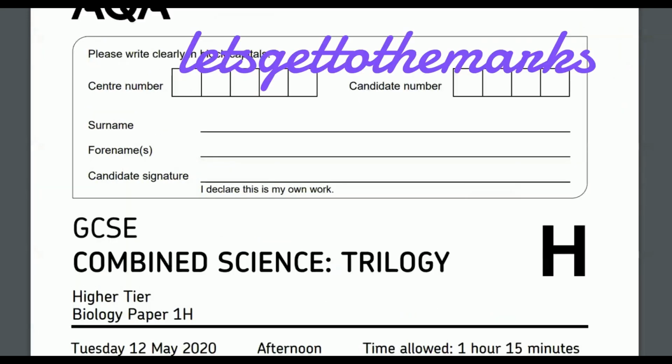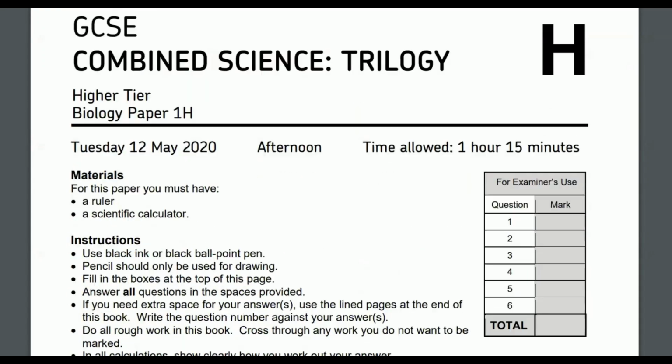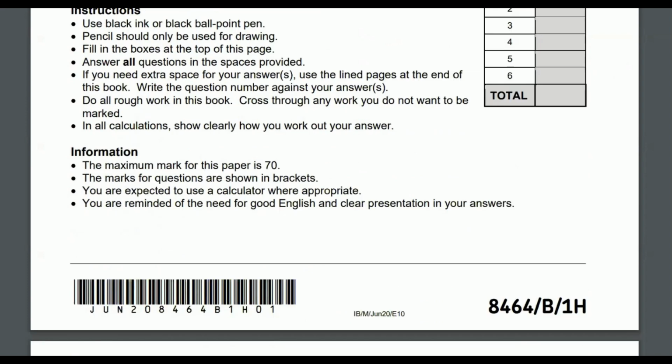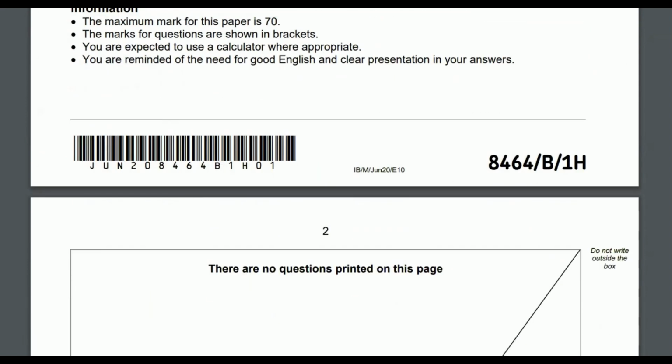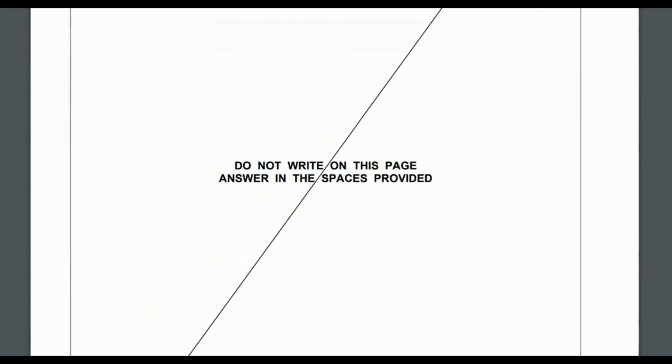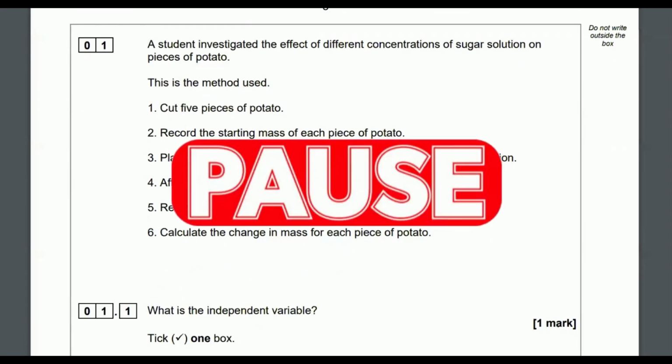Going through GCSE Combined Science Trilogy paper, Biology Paper 1, 2020. It's an hour and 15 minutes and there are 6 questions. I suggest at the start of each question, you grab a bit of paper and a pen, you pause the video, have a go, and then unpause and watch the walkthrough. Let's get into it.